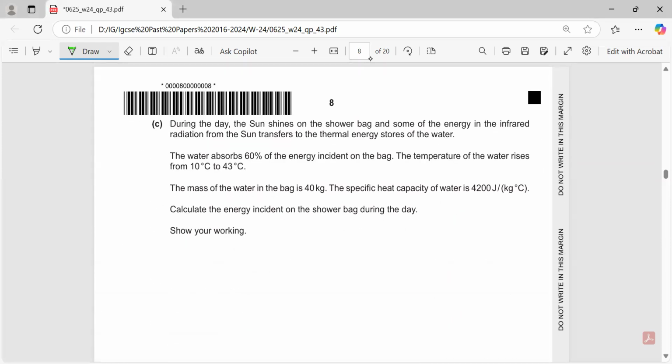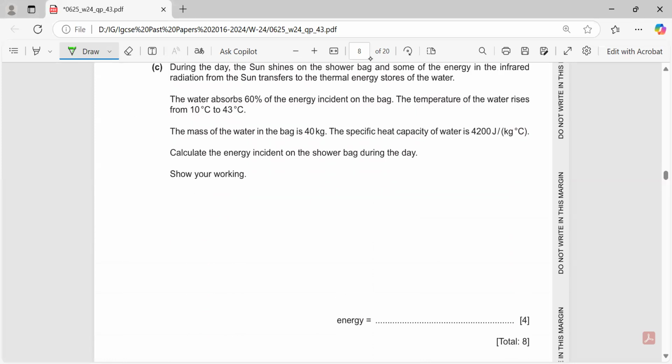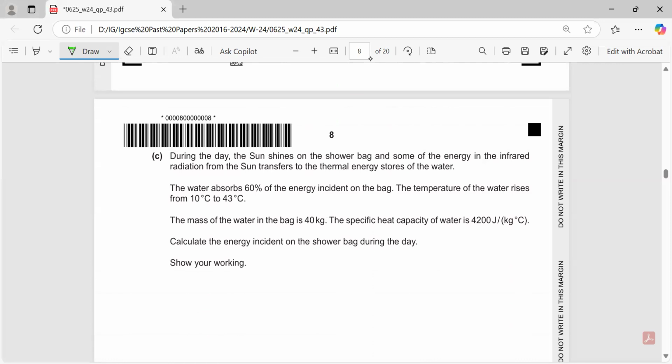Now, check here. During the day, the sun shines on the shower bag, and some of the energy in the infrared radiation from the sun transfers to the thermal energy store of the water. Water absorbs 60% of the energy incident on the bag. This is now repeated after many years. This percentage, 60%, was the style of questions asked in the past, like 17, 16, 15, maybe 7, 8 years before, but no problem. The temperature of the water rises from this to this, so this will give us the delta T.